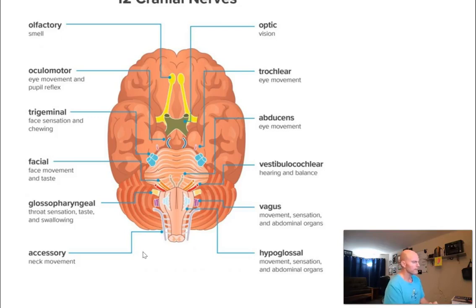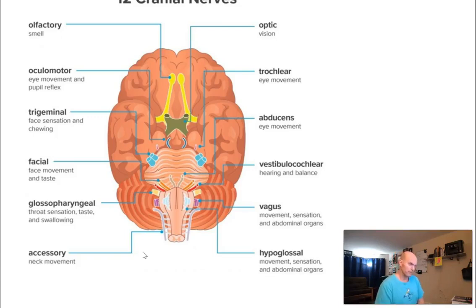Cranial nerve 11, they renamed it. When I first learned it, it was the spinal accessory nerve. Now they just call it the accessory nerve. But cranial nerve 11 is going to be a nerve that innervates our trapezius muscle, as well as the sternocleidomastoid. So when we shrug our shoulders, we're able to do that because of the accessory.